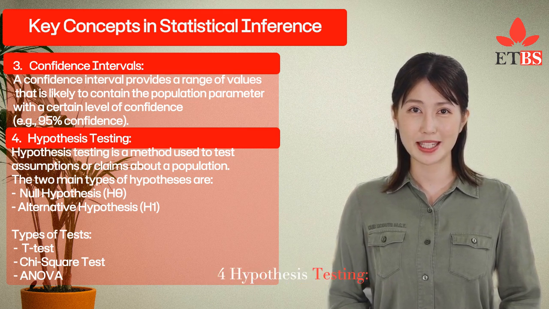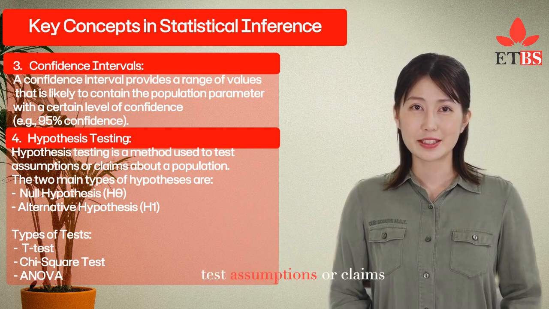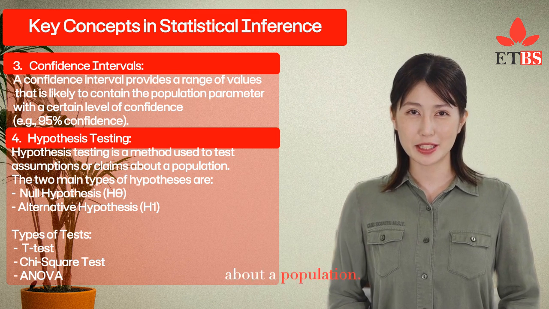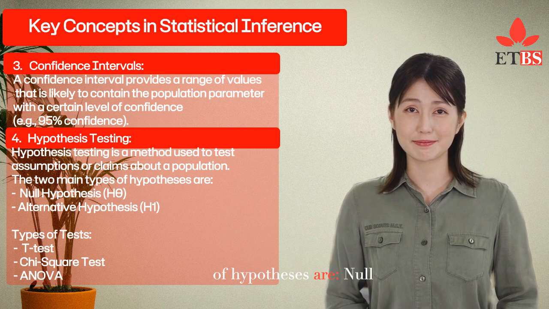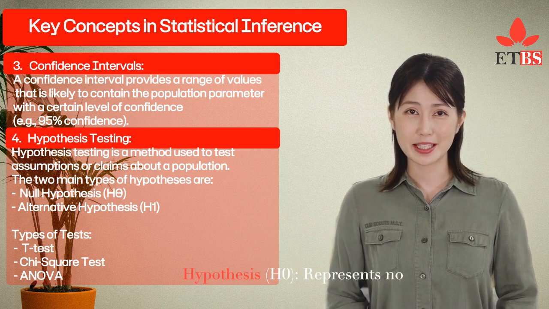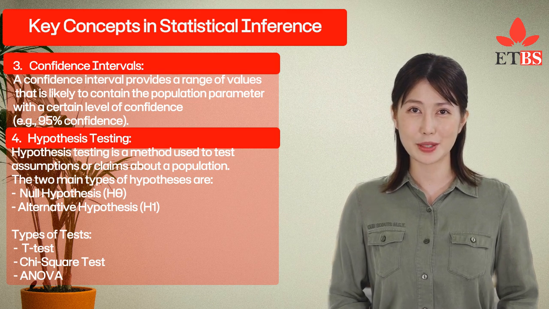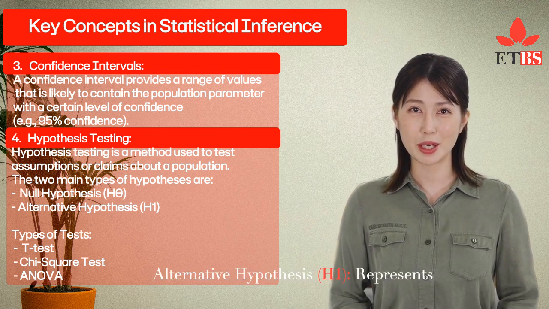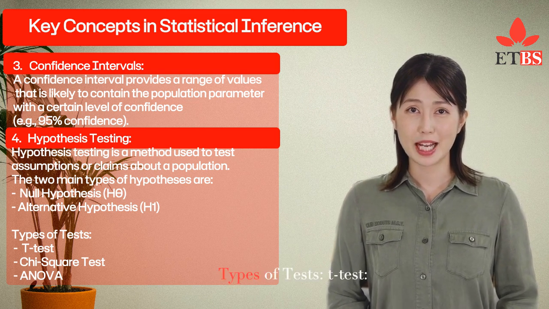4. Hypothesis testing. Hypothesis testing is a method used to test assumptions or claims about a population. The two main types of hypotheses are: null hypothesis, H0, represents no effect or no difference. Alternative hypothesis, H1, represents the effect or difference you expect. Types of tests.